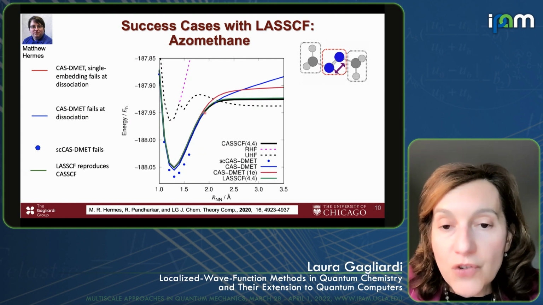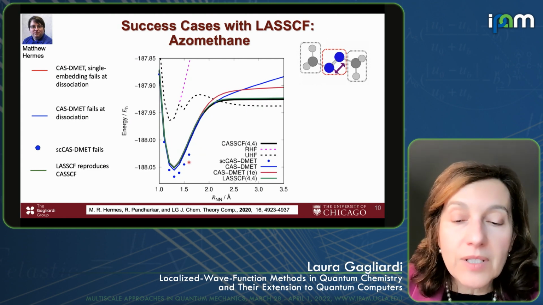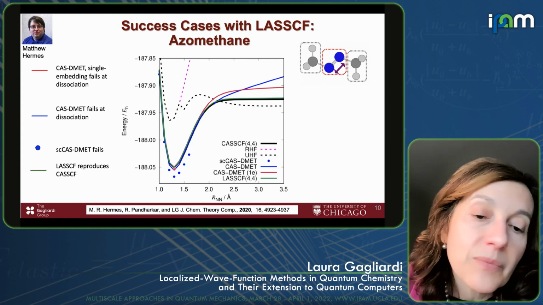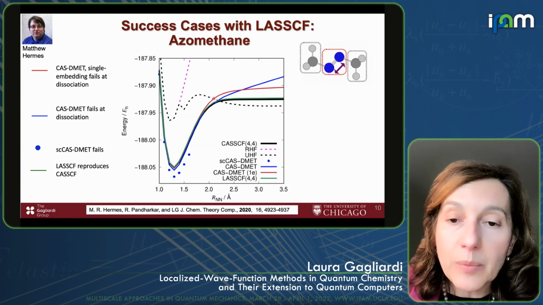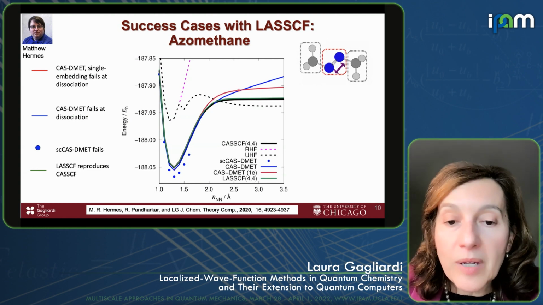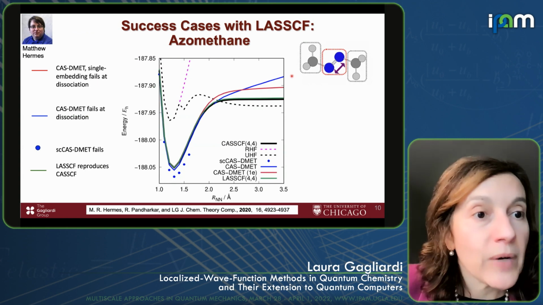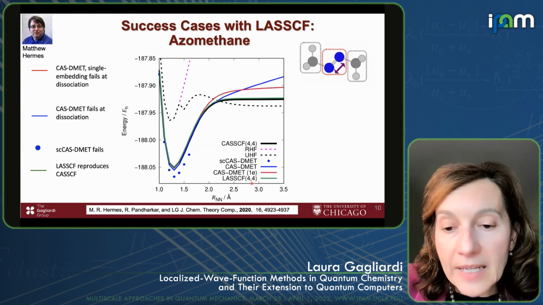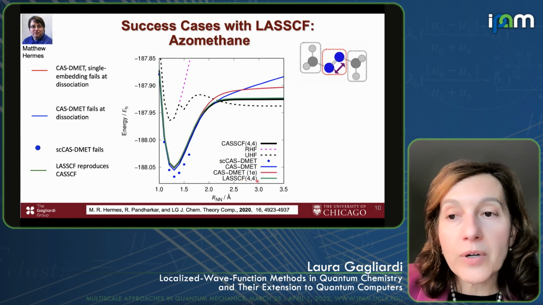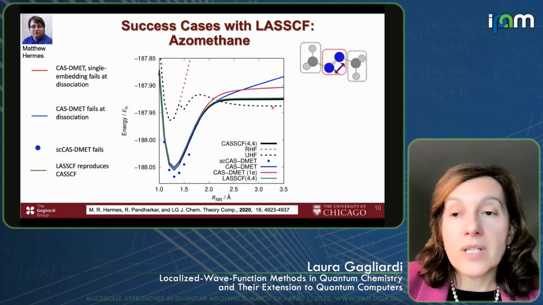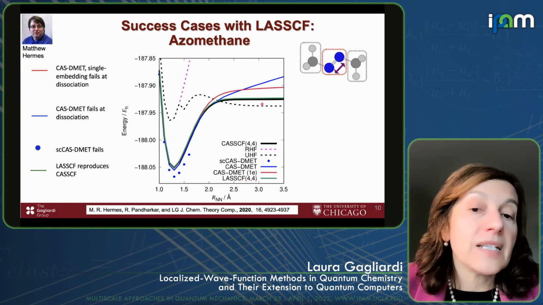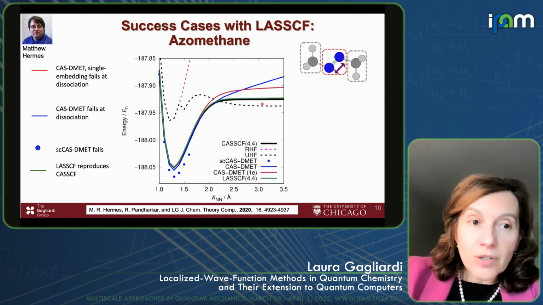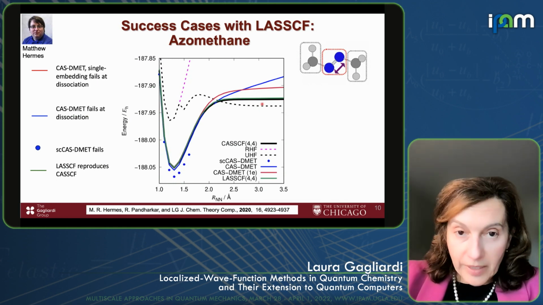And in general, even if DMET performs reasonably well at equilibrium, things become more problematic at large separation, where strong correlation becomes more important. On the other hand, our LASSCF 4 in 4, so it's the same as CASSCF in this case, agrees with CASSCF, and this is reassuring.